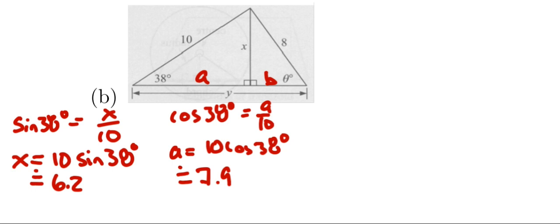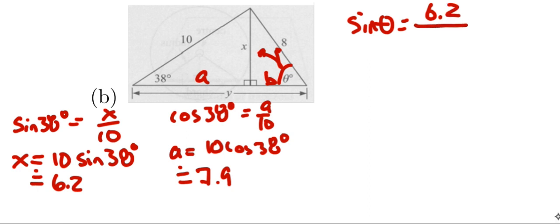Now, from there, what I'm going to do is use that information. I'm going to go up to the next triangle, the one with the x and the 8 and the theta. And from there, I'm going to look for theta. So I've got the opposite side, which is 6.2, and I've got the hypotenuse here. So the sine of theta is going to equal my x, which I told you was 6.2. Now, it wasn't exactly 6.2. I rounded it to 6.2. I've got the actual full decimal on my calculator.